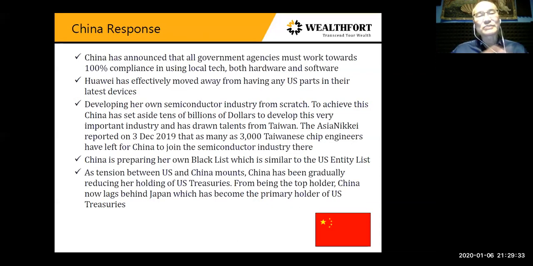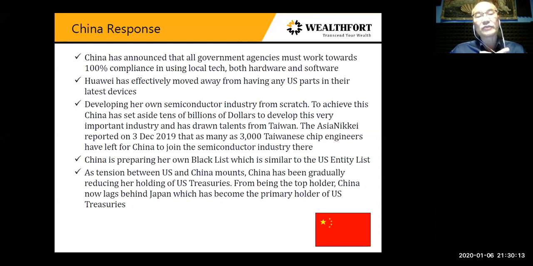Now, what is China's response? China has announced that all government agencies must work towards 100% compliance in using local tech, both hardware and software. I think they were given 2 to 3 years, and by the end of that timeline, none of the Chinese government agencies should have Microsoft Windows. Huawei has effectively moved away from having any US parts in their latest devices, developing our own semiconductor industry from scratch. To achieve this, China has set aside tens of billions of dollars to develop this very important industry and has drawn talents from Taiwan.